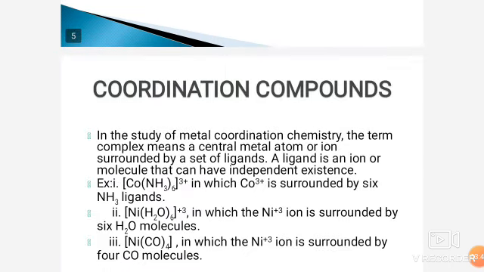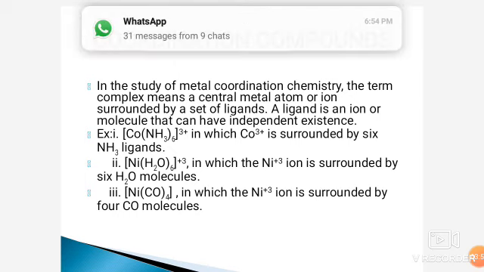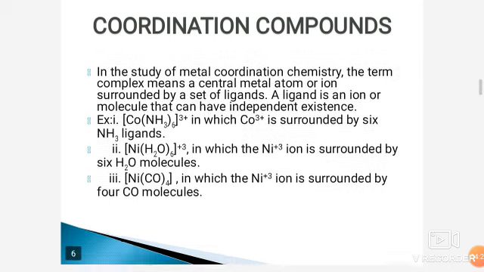Then, what is meant by a coordination compound? In the study of metal coordination chemistry, a central metal is surrounded by a set of ligands. A ligand is an ion or molecule that can have independent existence. Examples are the hexammine cobalt complex, in which cobalt 3+ is surrounded by 6 ammonia ligands, and the hexaaqua nickel complex, in which nickel is surrounded by water molecules. In the same way, there is the tetracarbonyl nickel complex also.